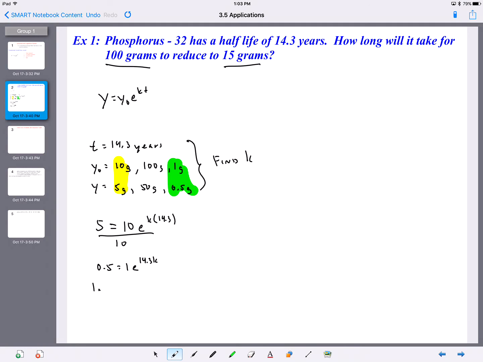Now we're going to use natural logs. Because the base is e, we're going to do the natural log of 0.5 equals the natural log of e raised to the 14.3k, and now that cancels and you're left with 14.3k. Remember, natural log is log base e, so it's log base e of e. That's why that's canceling out. And then now we can divide by 14.3.